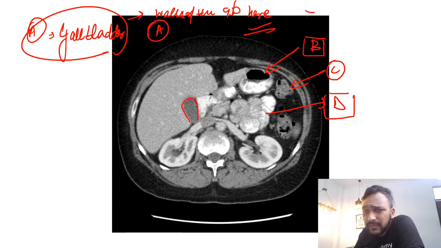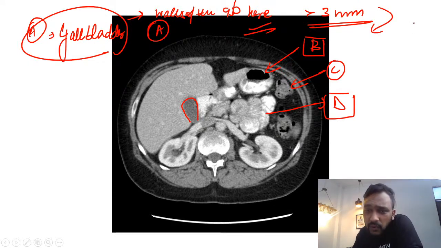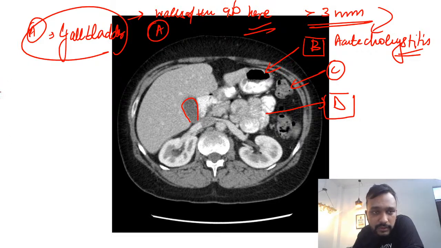And if the wall thickness of the gallbladder is more than 3 mm, I will show you that case also, in which the walls of the gallbladder are more than 3 mm in thickness. In that case, guys, you are going to suspect a case of acute cholecystitis.